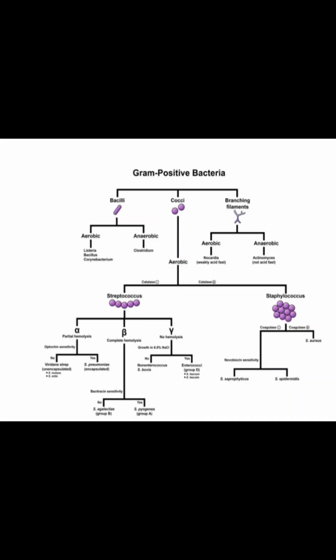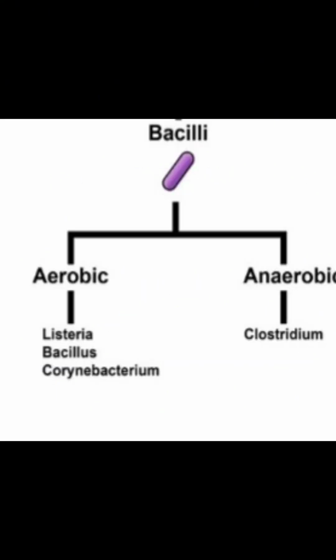The flowchart is showing all the gram-positive bacteria which include bacilli and cocci. But in this session, we will mainly discuss the gram-positive bacilli which include your aerobic and anaerobic bacilli. Among the aerobic are the Listeria, Bacillus, and Corynebacterium groups. And among the anaerobic, there is Clostridia species. So we are going to discuss it one by one.